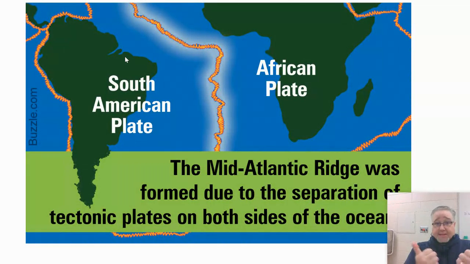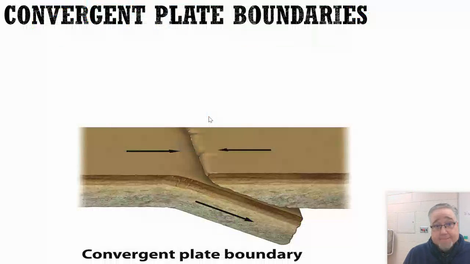But as those plates diverge under the water, you get that seafloor spreading that forces magma up. You get a rift and you get mountain ranges that occur on the sides. So the Mid-Atlantic Ridge is basically the largest underwater mountain range in the entire world. And it's all caused because of that seafloor spreading.